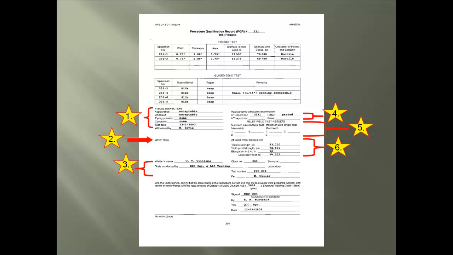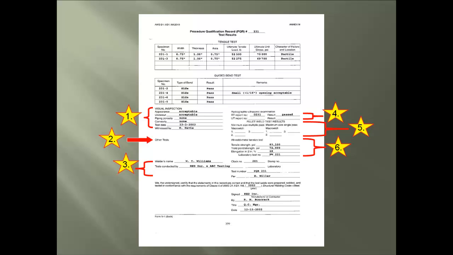And the last star is number 6, which reveals another destructive test result called the all-weld metal tension. Here we see the maximum load result the weld joint can handle before snapping in two. Then the point where the metal starts to bottleneck down, which is called a yield point.